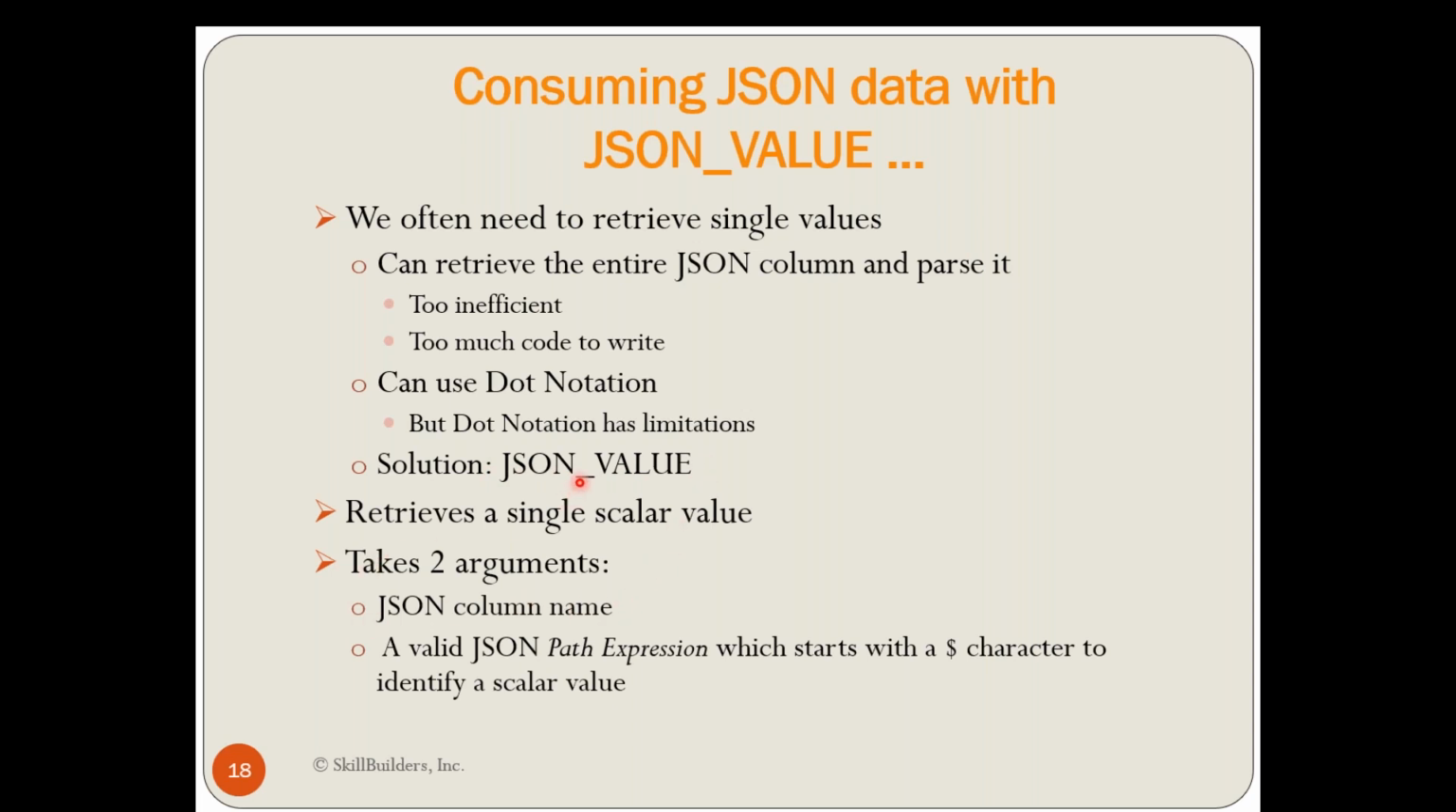Okay, JSON_VALUE is a function. You apply the function to the JSON column name or to the JSON string, and you have to have a valid JSON path expression. The first argument to JSON_VALUE is the column name or the JSON data itself, and the second argument is a valid JSON path expression. A path expression is a character string that starts with a $ and basically uses pretty much dot notation to drill down to get the scalar you want. But this dot notation works a lot better than the pure dot notation because it's in a JSON_VALUE function and Oracle controls what it does.